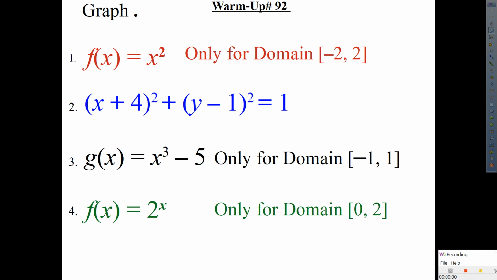The instructions are basically just graphs, continuing what we did yesterday. Number 1 reads f of x equals x squared, and only for domain from -2 to 2. Number 2 is (x plus 4) squared plus (y minus 1) squared equals 1. Number 3 is g of x equals x cubed minus 5, only for domain from -1 to 1. And number 4 is f of x equals 2 to the exponent of x, and only from domain 0 to 2.